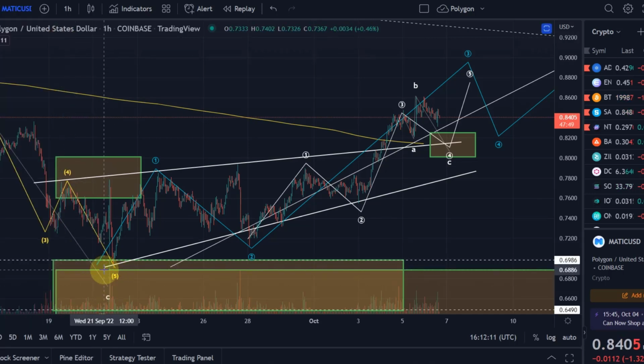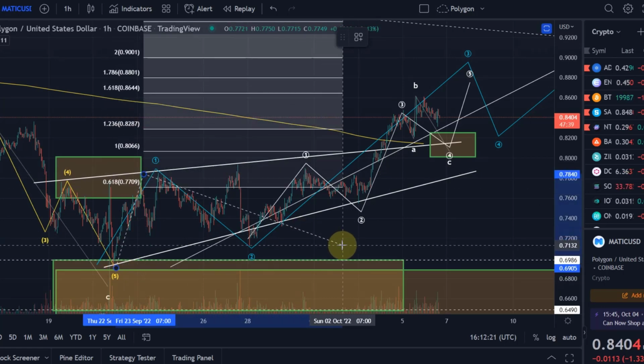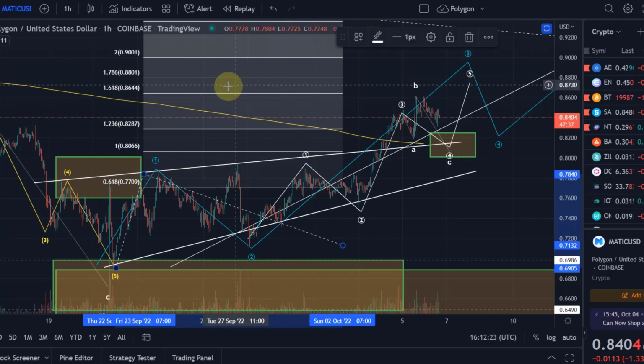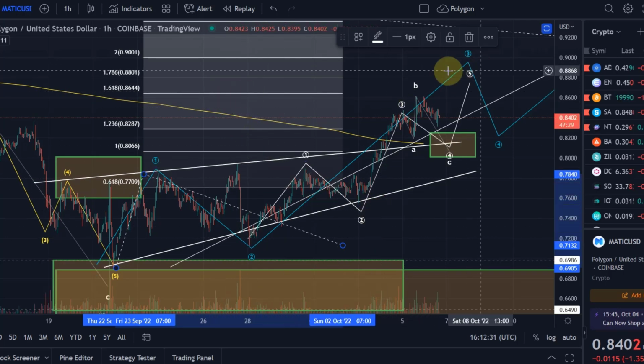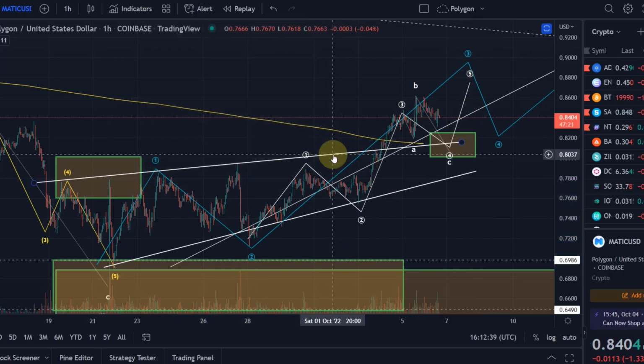So we measure here the fib extension of wave 1. That should take us to around the 1.618 extension, around 86 cents. That would be the target for the wave 3 here, the minimum. And we've nearly reached that already, so we might not get a major push in wave 5. So that's currently my view here.